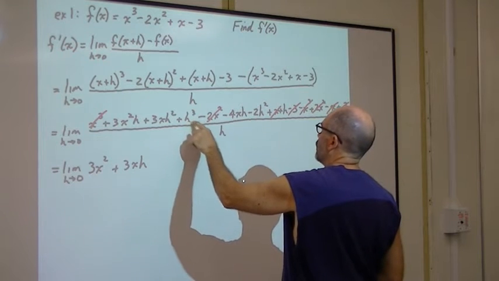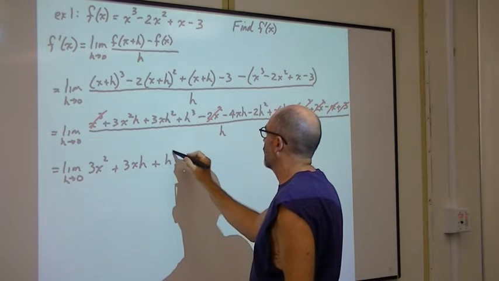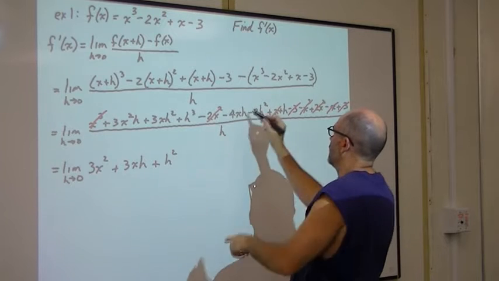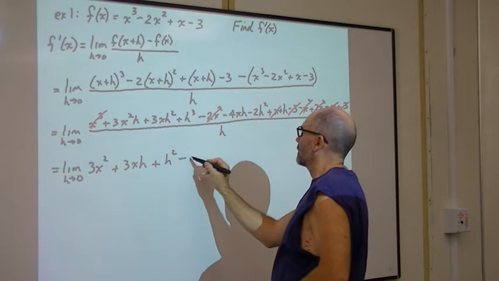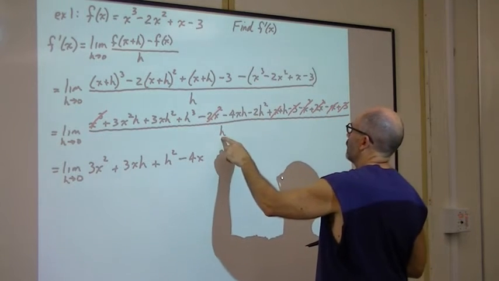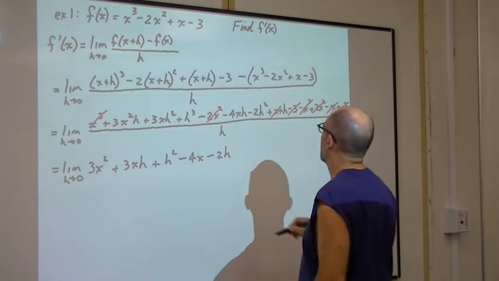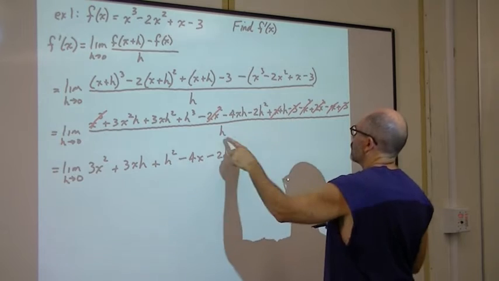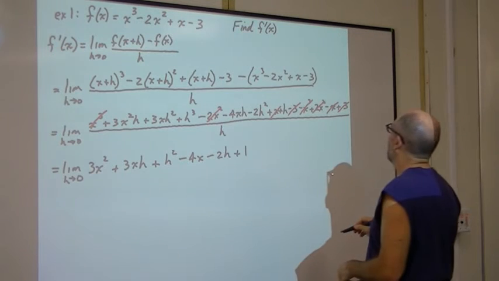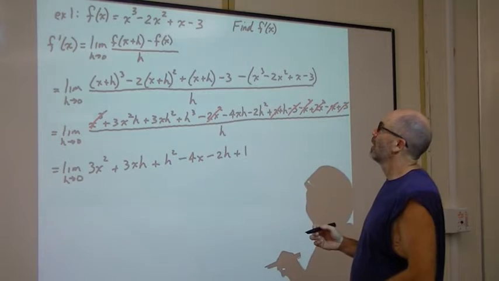Then we've got h cubed over h, which is going to be just h squared. Then we've got 4xh over h, so the h's cancel, it just becomes minus 4x. Then we've got minus 2h squared over h, so that's just going to be minus 2h. Then we've got plus h over h is going to be just plus 1. And that's it.